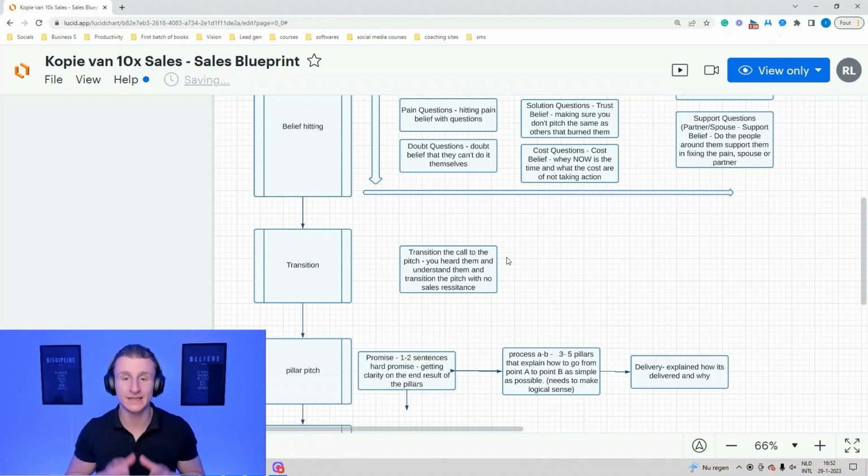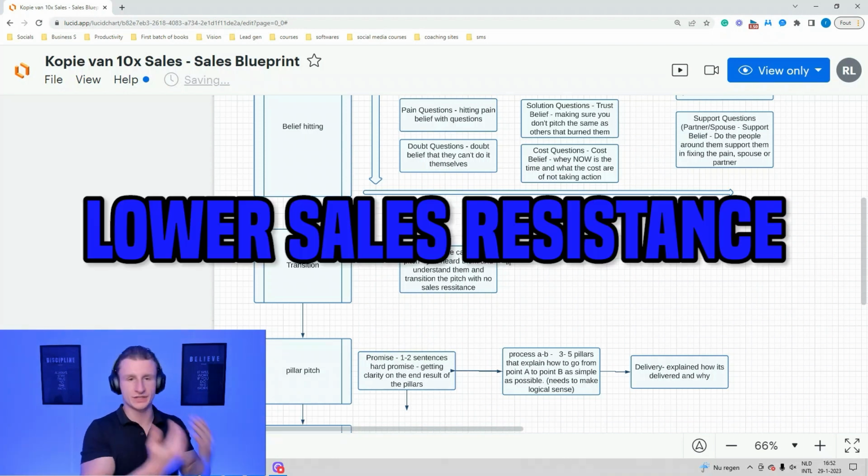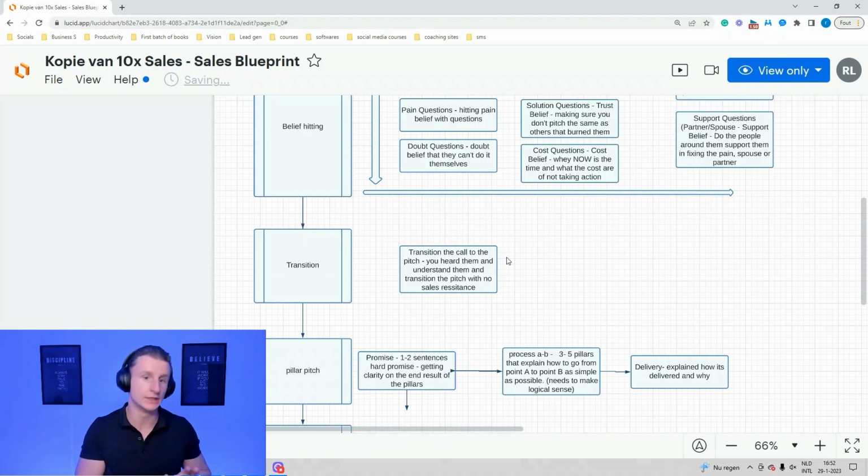So instead of telling them like, hey, let me explain what we do, you sort of ask them what they want to do next. And if they say, hey, let me know about your process, then that's all fine. You sort of gave them control over the situation, and then in 9 out of 10 times they will always say the pillar pitch, and otherwise you can still go over the pillar pitch. So this is sort of to just lower the sales resistance so that they feel that they have control of the conversation, and then eventually you can pitch them your pillars.